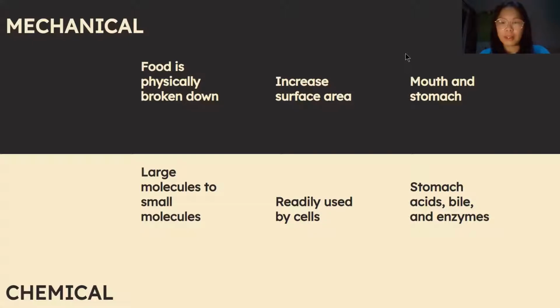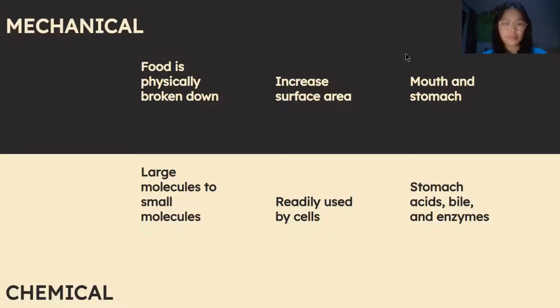The function of the mouth to chew is to increase the surface area of the food so that the enzymes or the stomach acids, the bile and the enzymes, which we will get to later, would be more effective. An increased surface area of the food means that there's more area for these enzymes, stomach acids, and bile to act upon, which makes the digestion easier and faster.